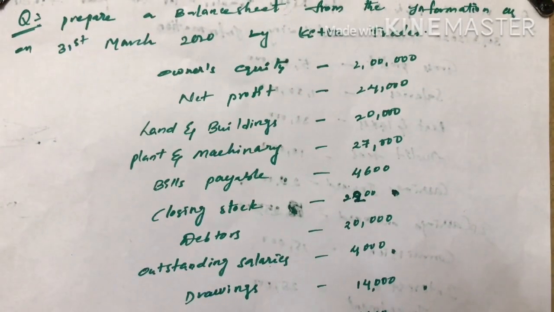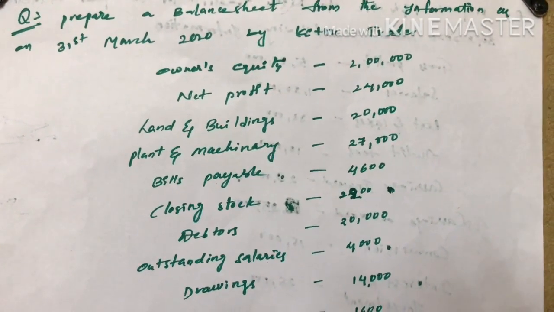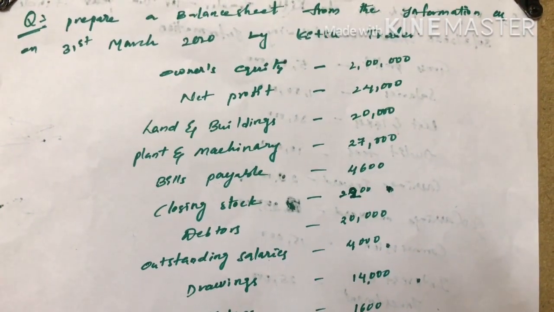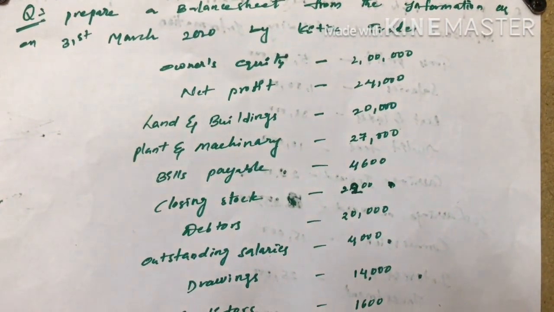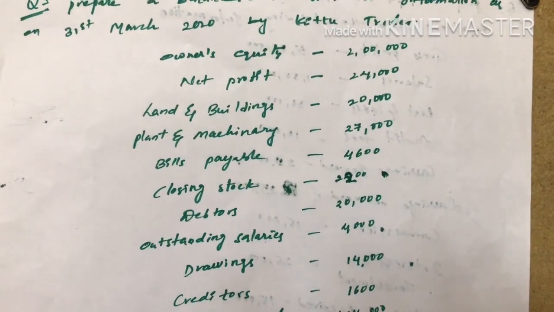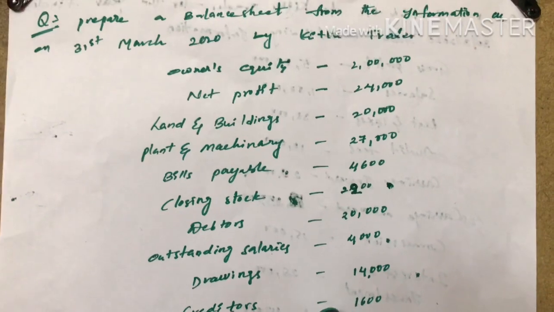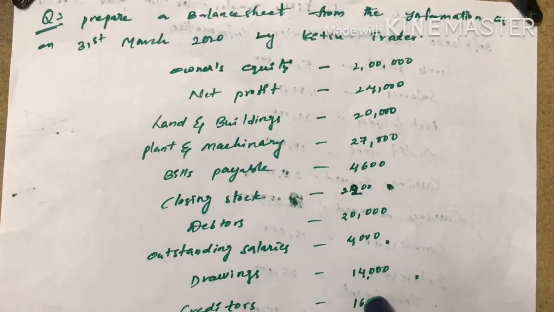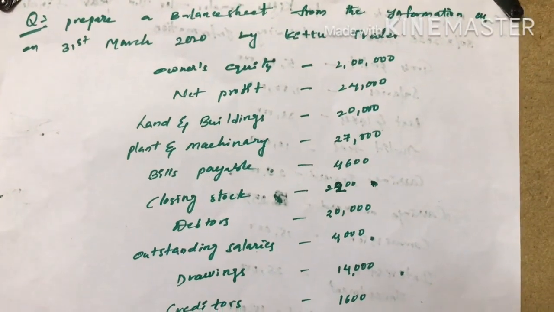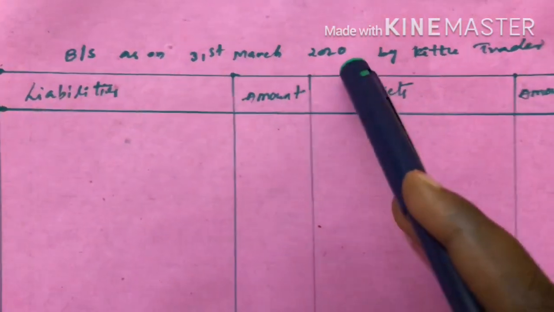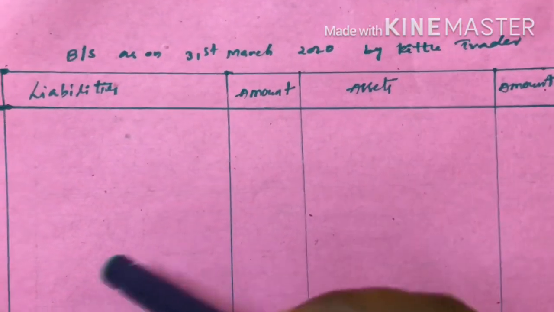Now see one simple problem. Prepare a balance sheet from the information as on 31st March 2020 for Kit2 Trader. Here some amounts and some accounts will be there. So first you remember what you write on the liability side and what you write on the asset side. Now we see the format. Balance sheet as on 31st March 2020 of Kit2 Trader.